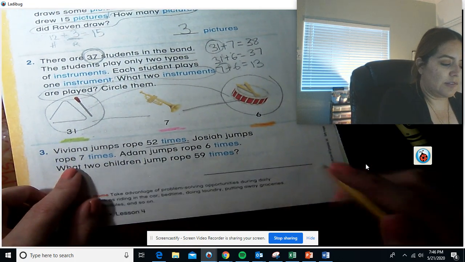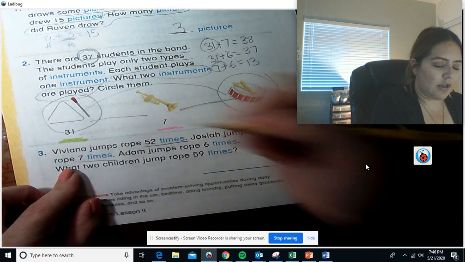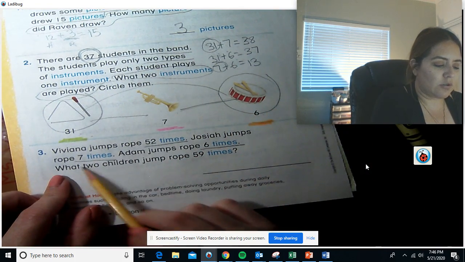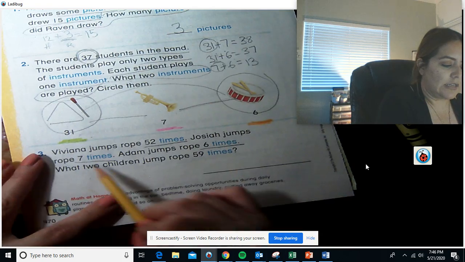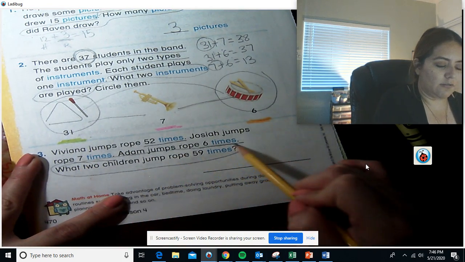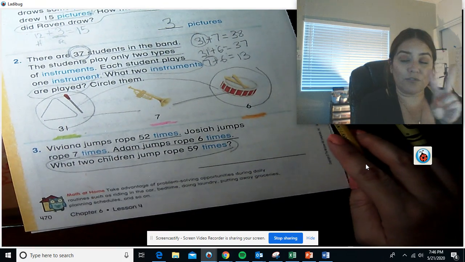Josiah jumps rope 7 times. Adam jumps rope 6 times. What two children jump rope 59 times? Let's circle what we need to find. So we're only looking for 2.